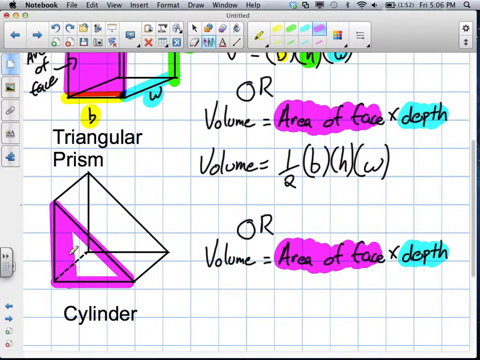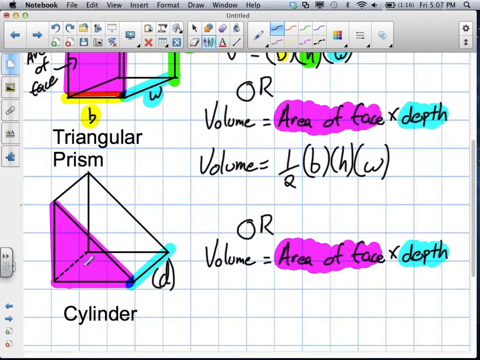And we find out what the area of this face is, and then we just multiply it by how deep it goes. That is always going to work for a prism, okay? So this is going to be our depth again, or W or D. In this case, we're going to call it D, just so you get the idea. It could be W, it could be D, it's up to you.